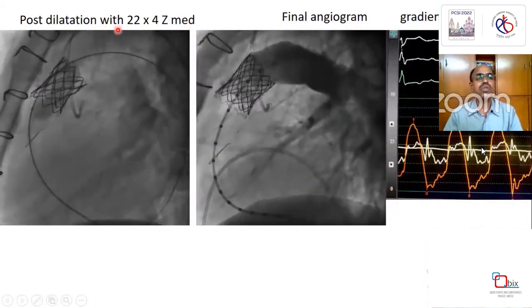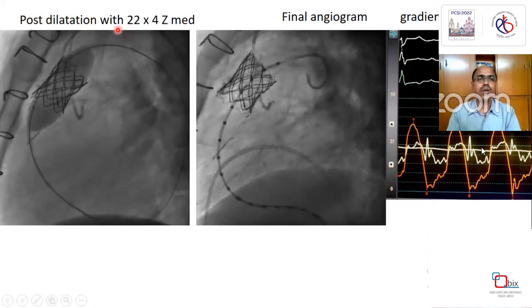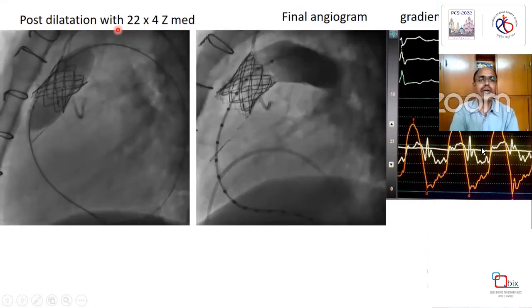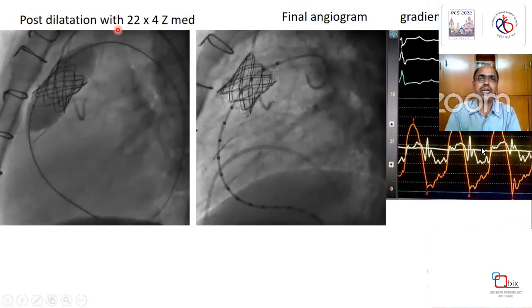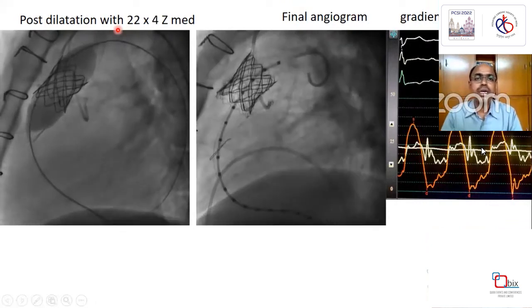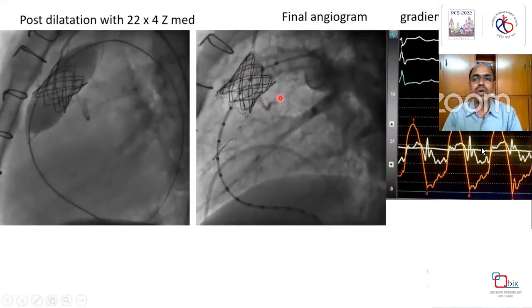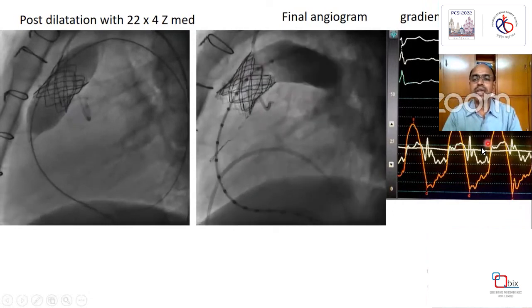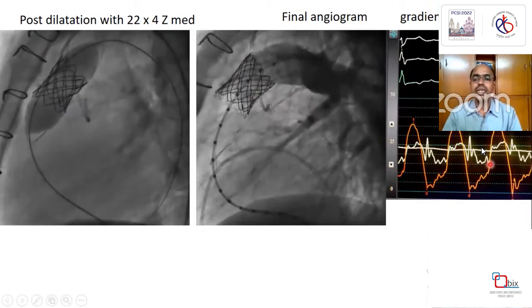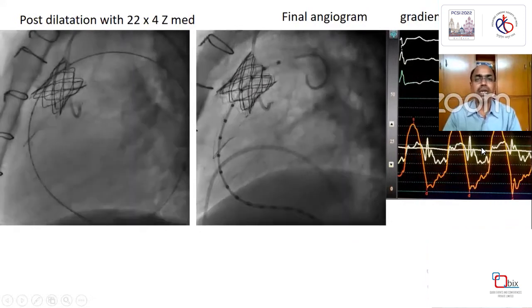So here we are using a 22 millimeter Z-MED balloon because there was a recoil following the usage of a 20 millimeter balloon to 18.3. So the assumption is that with a 22 millimeter Z-MED balloon, we'll get a recoil up to 20 millimeters. After the 22 millimeter Z-MED balloon, again the valve function is quite good. Here the gradient has reduced to 8 millimeters of mercury between the right ventricle and the pulmonary artery. And there is a good diastolic separation between the right ventricle and the pulmonary artery.